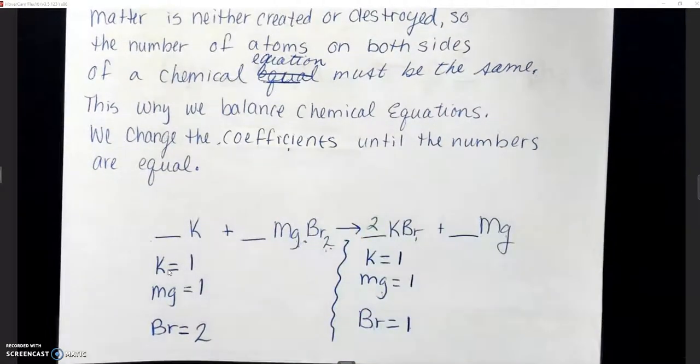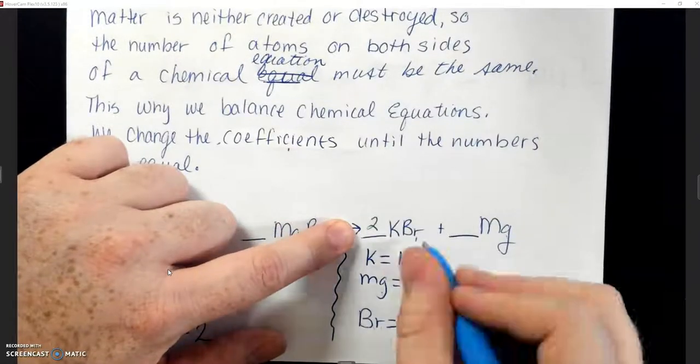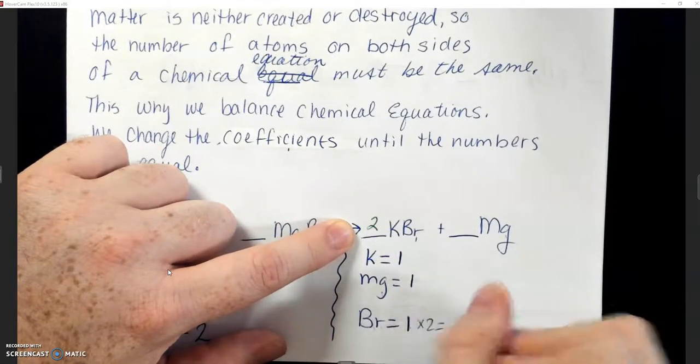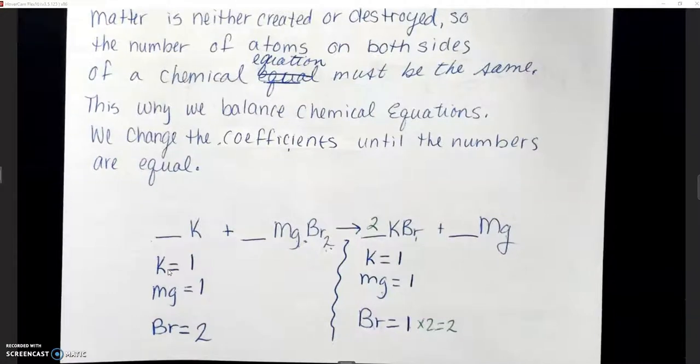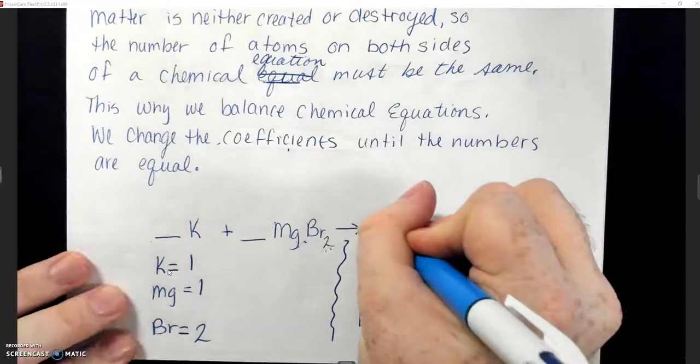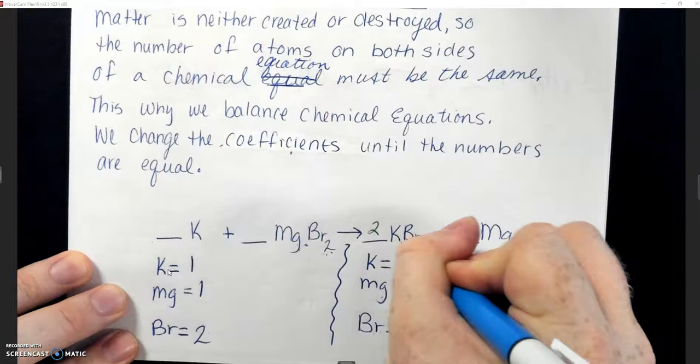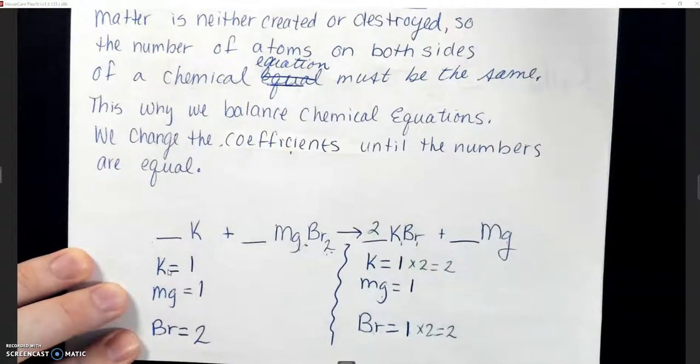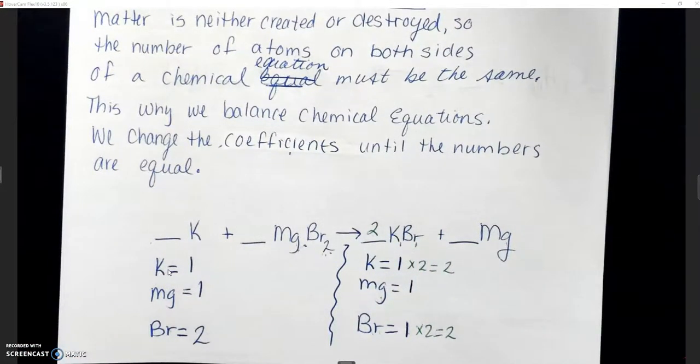So if I throw a 2 out in front, there are now 1 times 2 bromines, that's equal to 2 bromines on that side. Okay? But we are not done. This coefficient applies not only to the bromine, but it also applies to the potassiums as well. I now have 1 times 2 potassiums, and so there are 2 potassiums on that side as well.